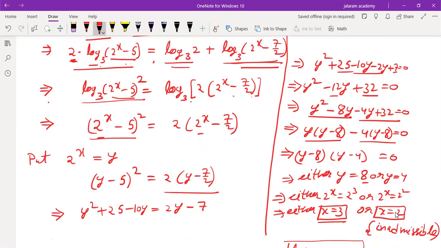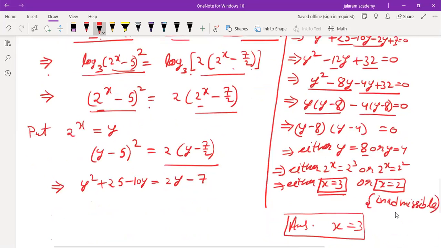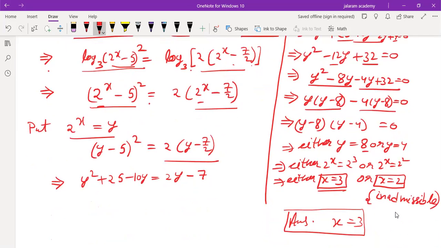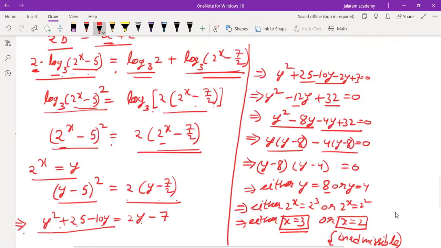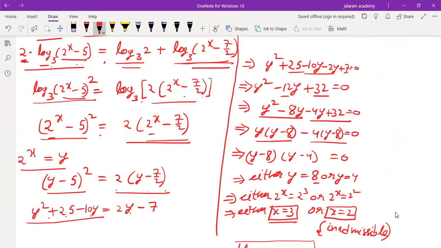(2 to the power x minus 5) whole square equals 2 into (2 to the power x minus 7 by 2). Now if we put 2 to the power x equals y both sides, (y minus 5) whole square equals 2 into (y minus 7 by 2). It implies, now expand the bracket, y square plus 25 minus 10y equals 2y minus 7. So when we transfer all the terms to the same side, y square minus 12y plus 32 equals 0. Now if we find the factors, (y minus 8) into (y minus 4) equals 0.